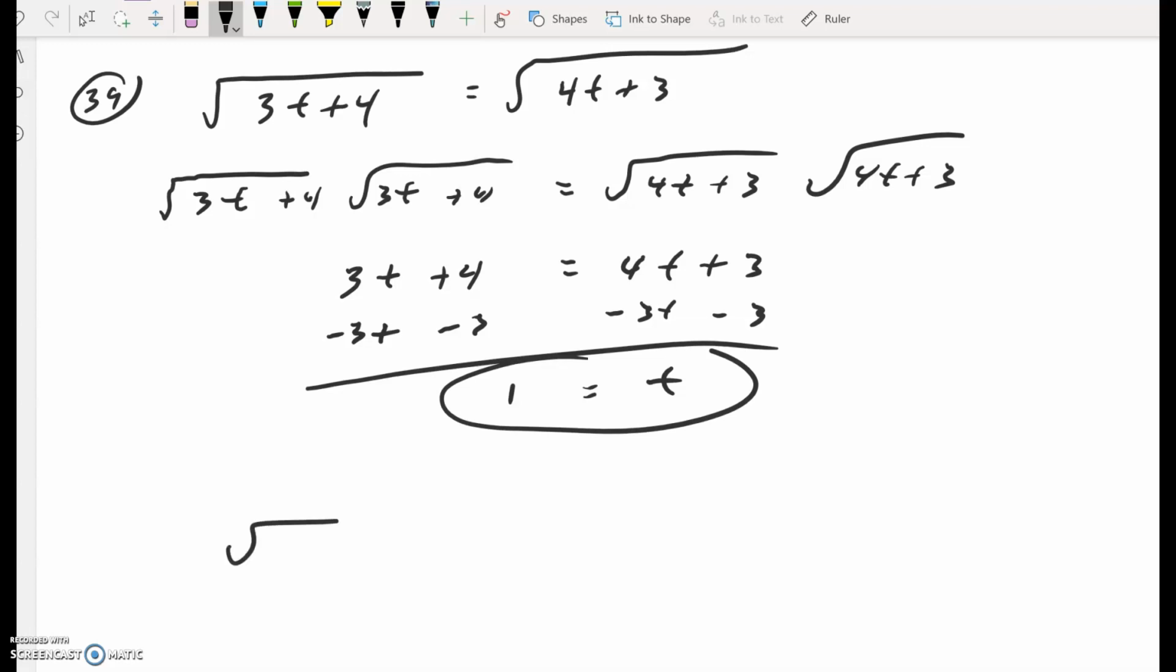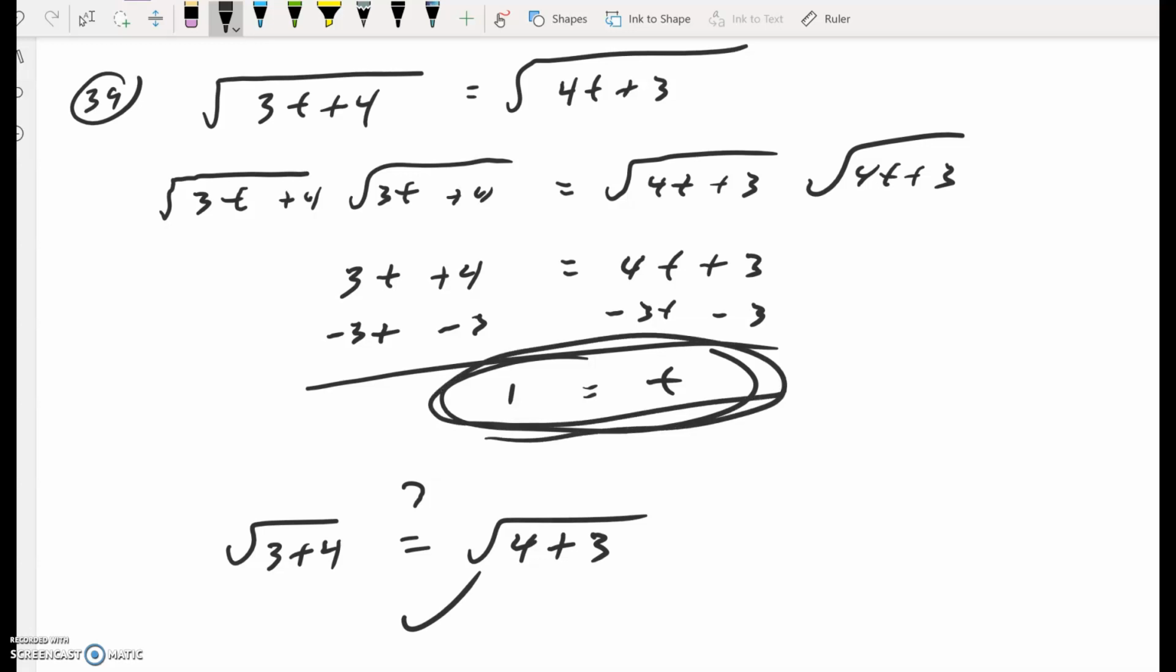A quick check by putting 1 in for t in the original problem gives us the square root of 3 plus 4 on the left, and 4 plus the square root of 3. Are those two equal? Yeah, they both equal the square root of 7. So this checks, and we're done.